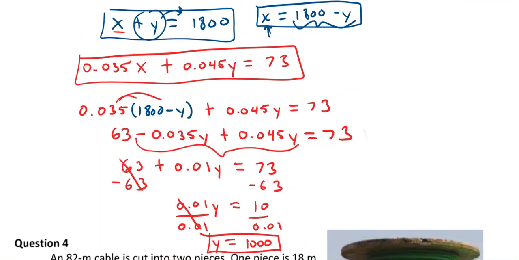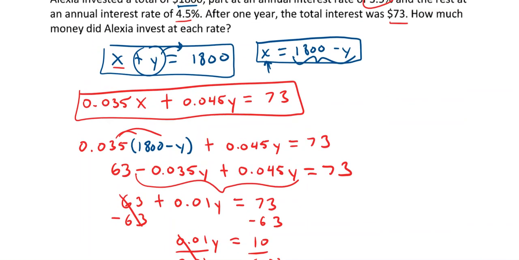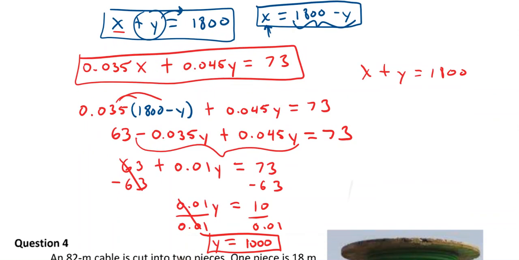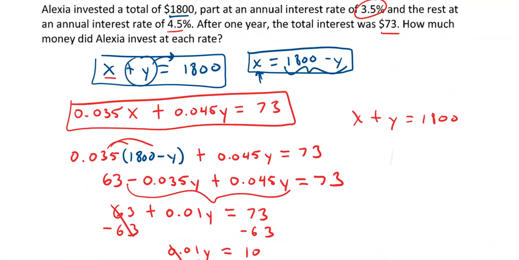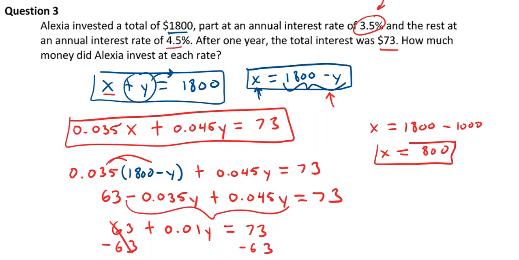All right, and we really did do all the hard work here, right? Because if we've got this expression, x plus y is equal to 1800, and I just found out that y is 1,000, then x must be 800. Either way, we could plug it into this one too. So x is equal to 1800 minus 1,000, so x would be equal to 800. There, solved.